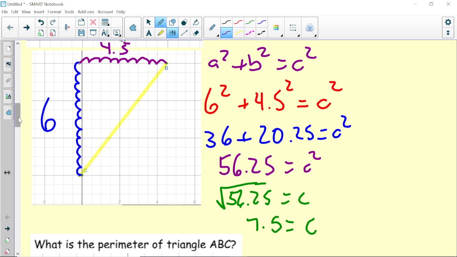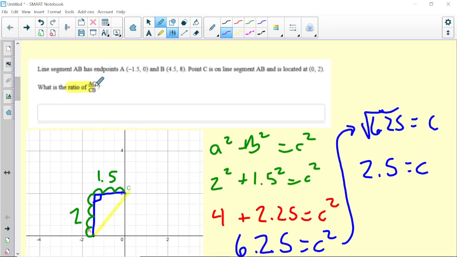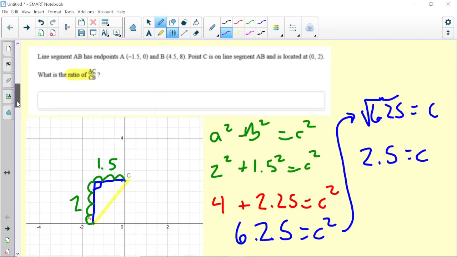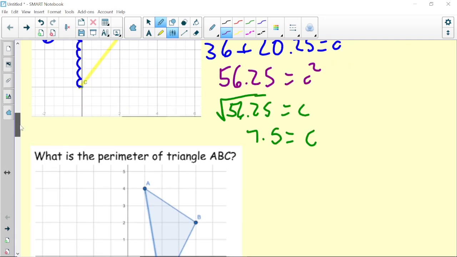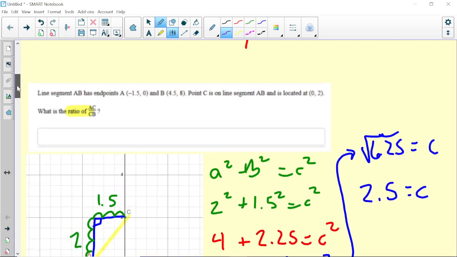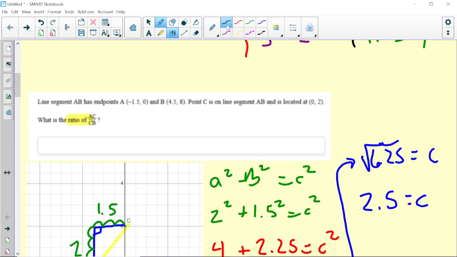So going back to the question, we're looking for a ratio, AC over CB. Well, AC was 2.5. CB is 7.5. So our answer is 2.5 over 7.5. And if you simplify this in your calculator, you're actually going to get 1/3. 1 over 3. That's our ratio of AC over CB.